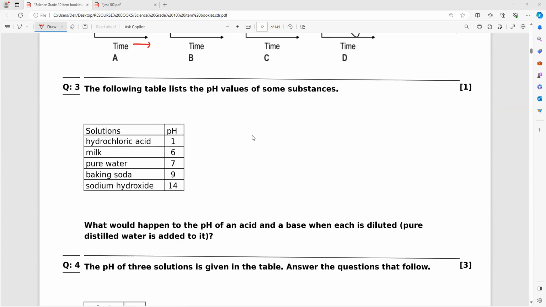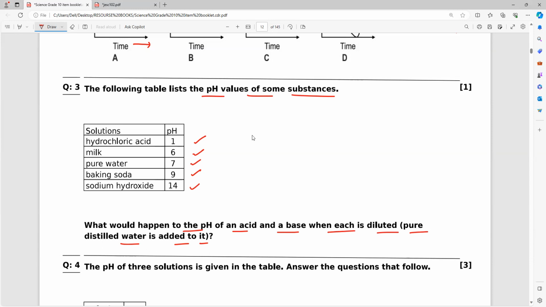So the following table lists the pH values of some substances: hydrochloric acid, milk, pure water, baking soda, and sodium hydroxide. What would happen to the pH of an acid and a base when each is diluted? Pure distilled water is added to it. Pure distilled water is added to it. So pure distilled water is added to it.